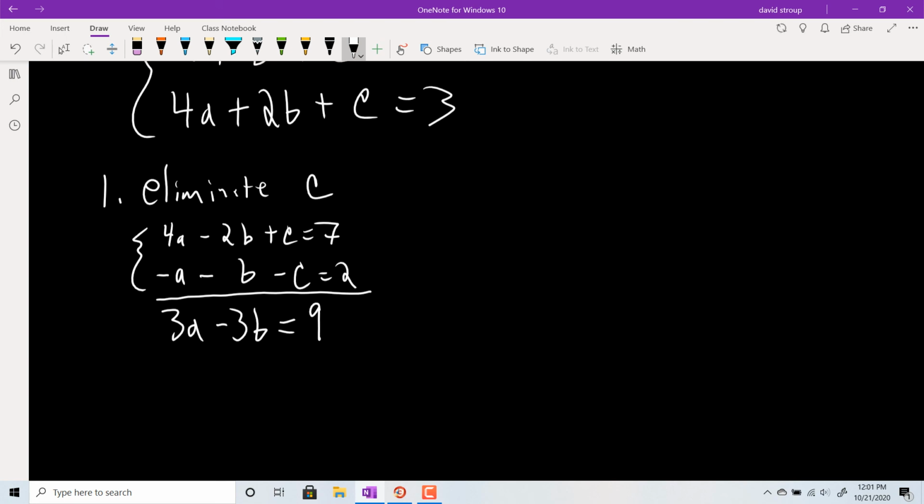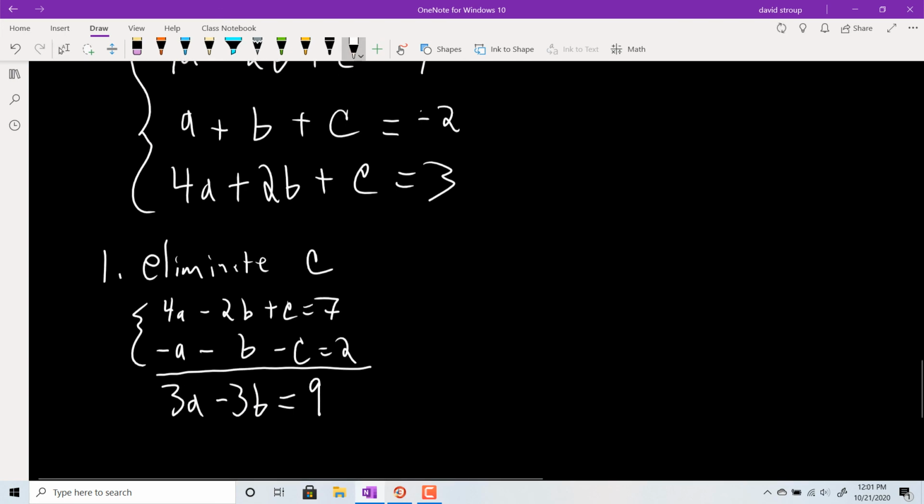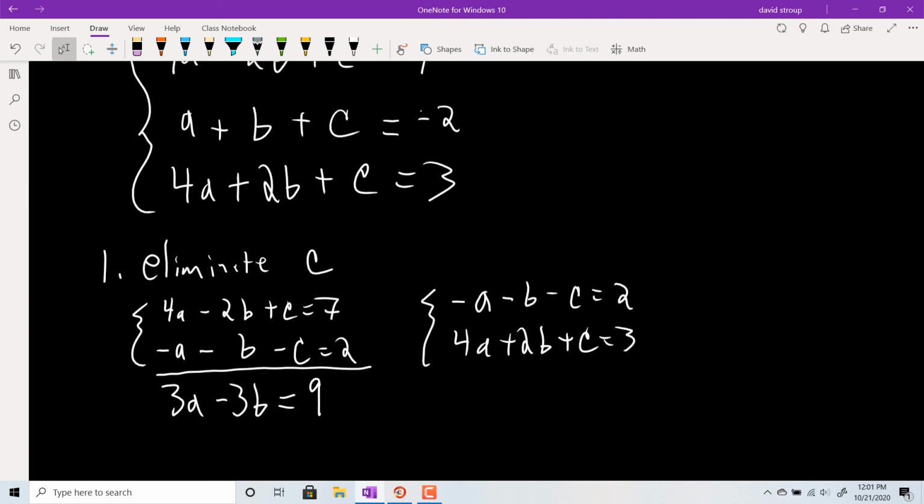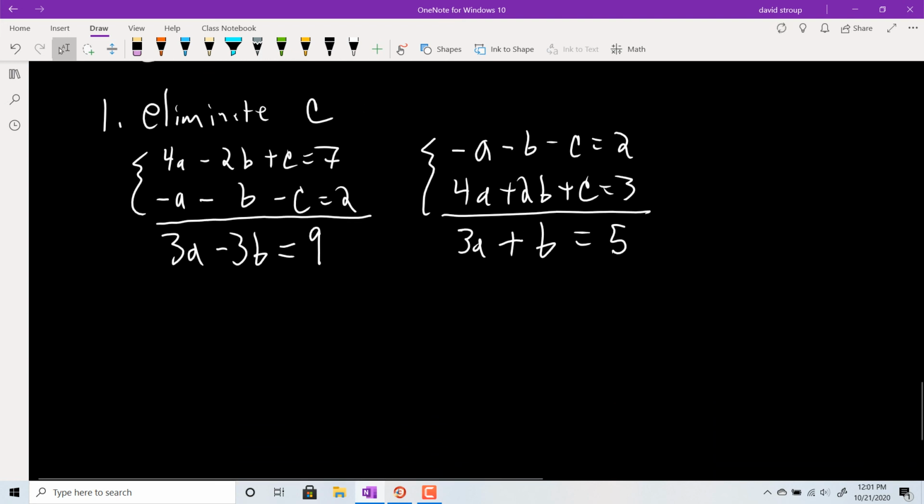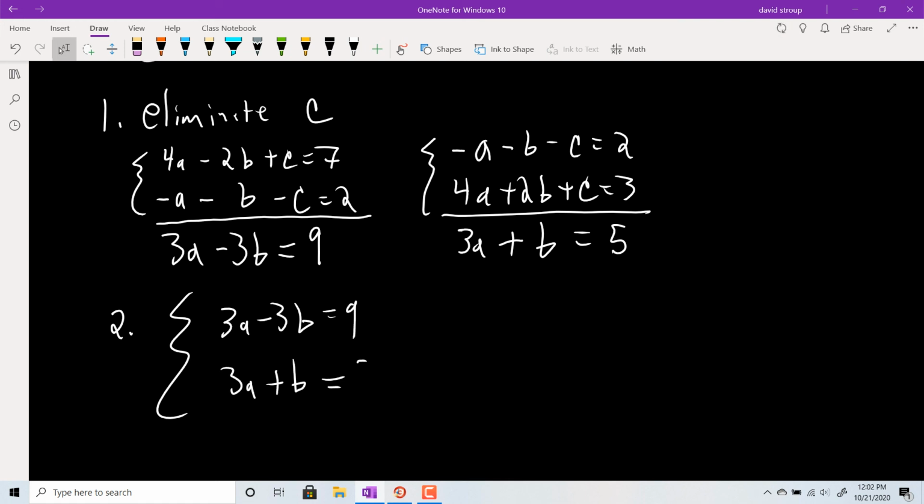Okay, so that was from the first 2 equations, and I'll use the second 2 equations. Again, I'm going to multiply a plus b plus c equals -2 by -1 to create a cancellation. Okay, so I'll have 3a plus b equals 5. So I'll have my new system then. 3a minus 3b equals 9, and then 3a plus b equals 5.